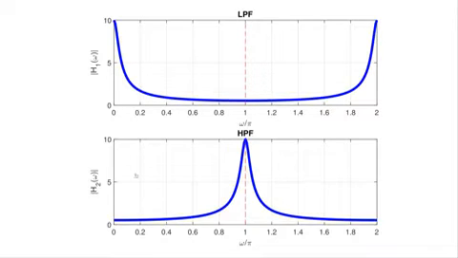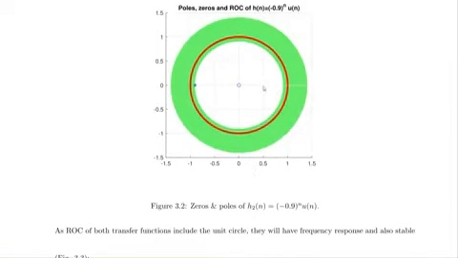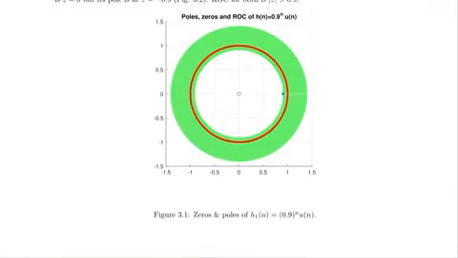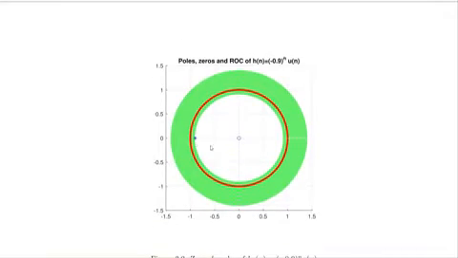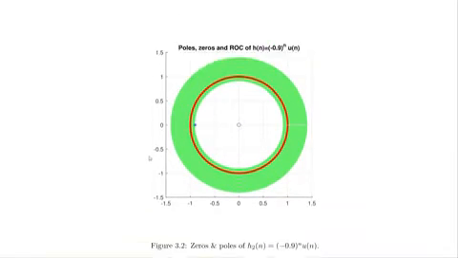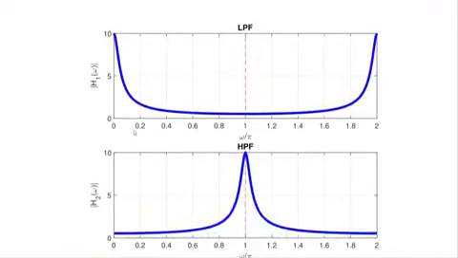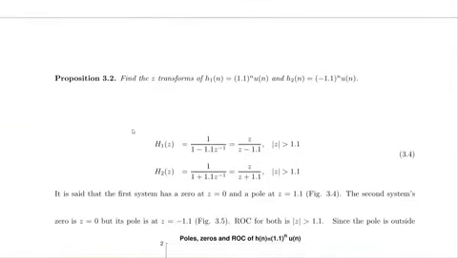What was the difference between these two systems? The first one's pole was in the right-hand part of the circle. You see here, the pole is here, so it's a low pass filter. But for the second one, the pole resides in the left-hand side of the circle. Is it by chance or is it a rule? Later we will be more familiar.